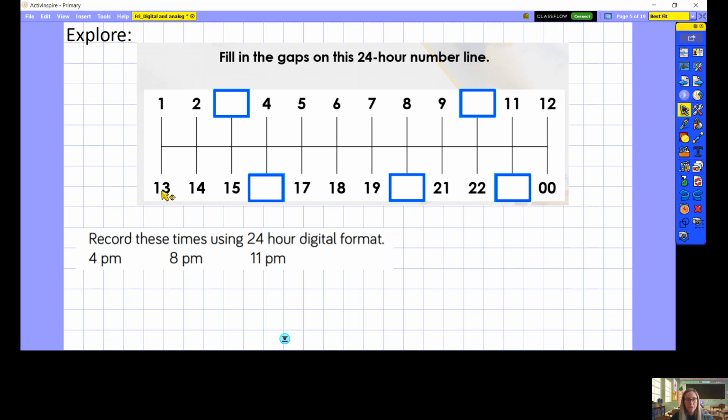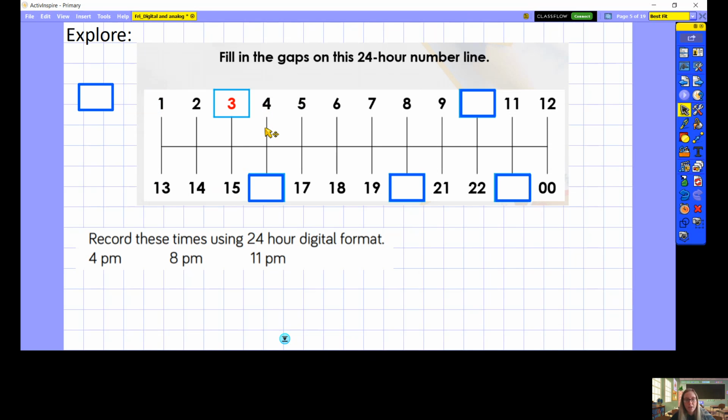So 1 add 12 is 13. 2 add 12 is 14. Here we've got the number 15, and to work out the missing number, we would need to subtract 12. So 15 subtract 12 is 3.